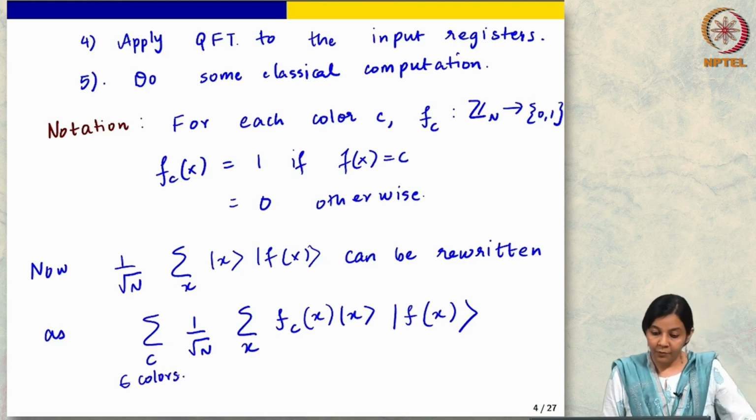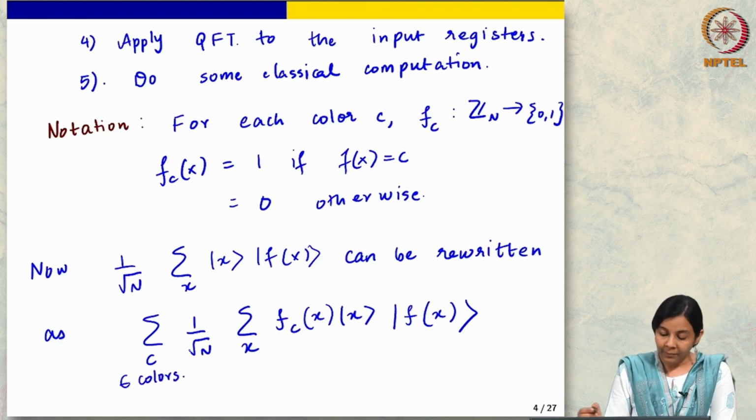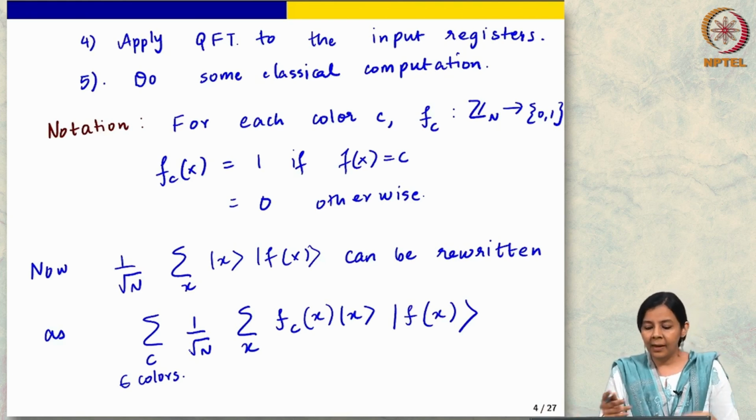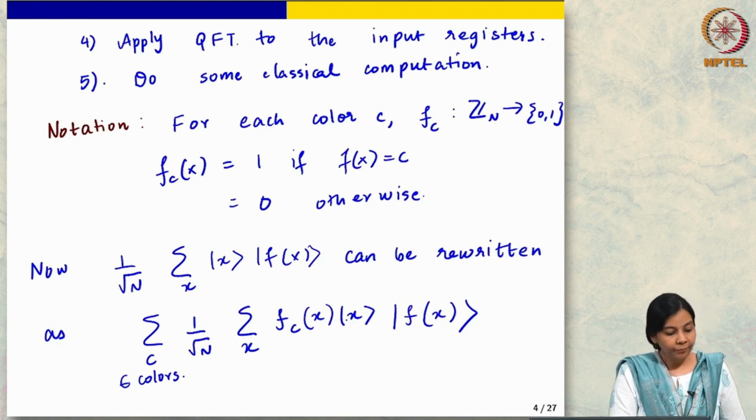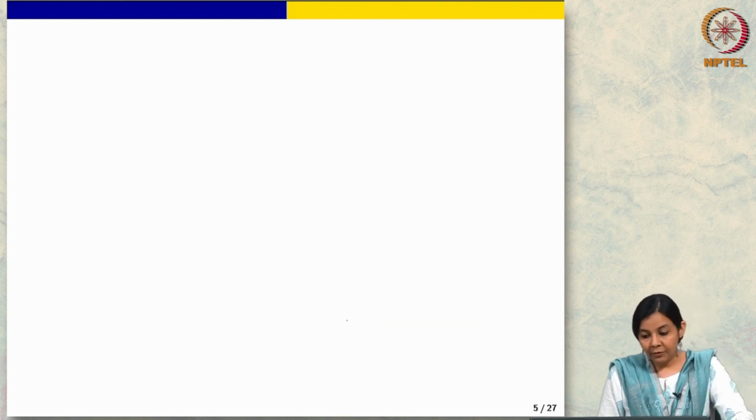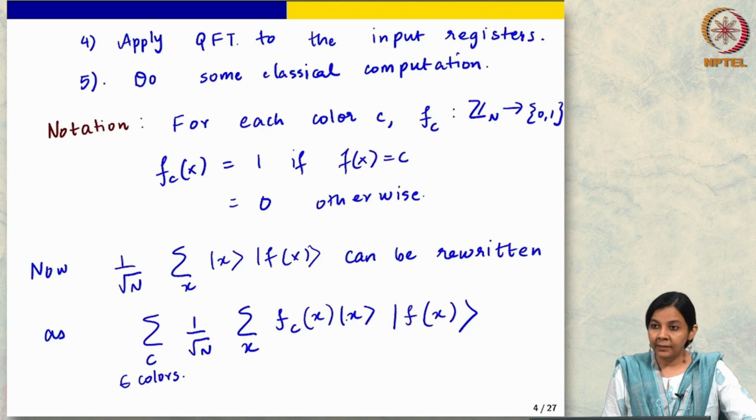I will give you a couple of minutes to stare at this. I did not do anything much; basically I am just partitioning this sum over the colors. I put this indicator function Fc(x) in front of each x, so it only gets activated when we are in a given color, and then we just sum over all colors. This will help us in analyzing this. Okay, so let us go forward. Is it fine? All right.